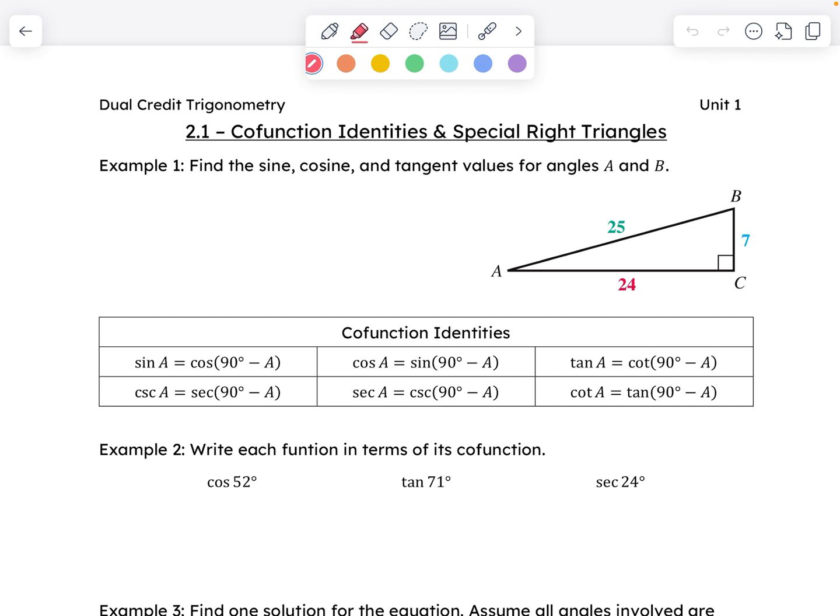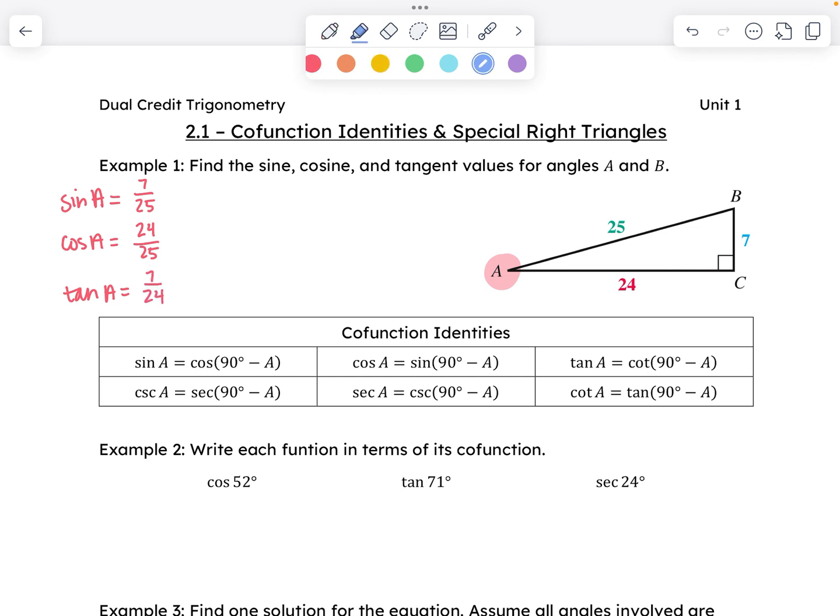So pause the video, go ahead and do that, review that, see if you can do that on your own, and then we'll talk about what the answers are. So for angle A, sine of angle A would be 7 over 25. Cosine of angle A should be 24 over 25. And tangent of angle A should be 7 over 24.